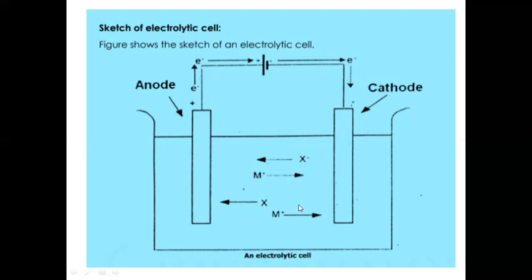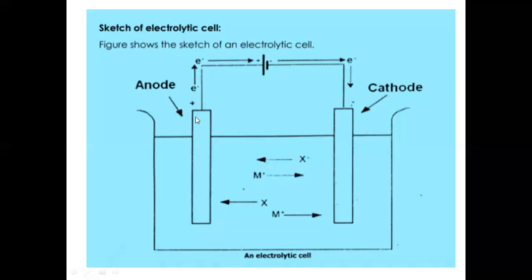Now, dear students, you know that at anode oxidation takes place and at cathode reduction takes place. Oxidation is the loss of electrons. So the electrons which are lost by the anode will move towards the cathode. It means electrons always move from anode towards the cathode. That is the direction of flow of electrons is from anode towards the cathode.